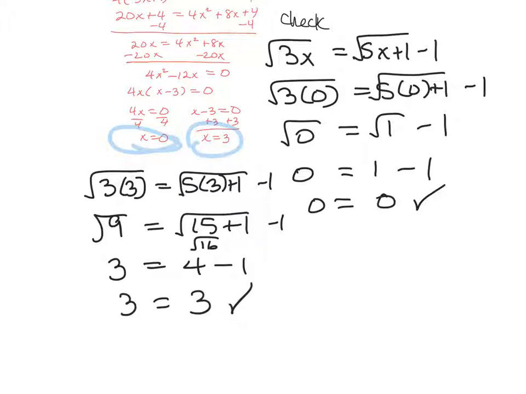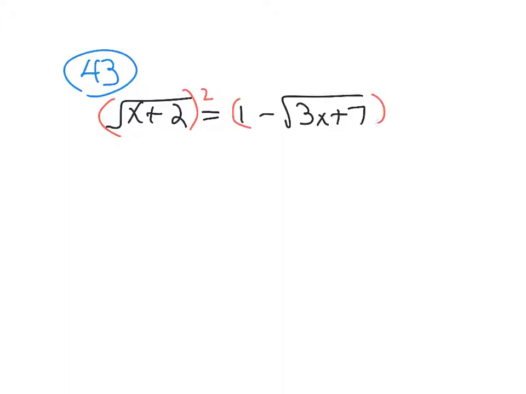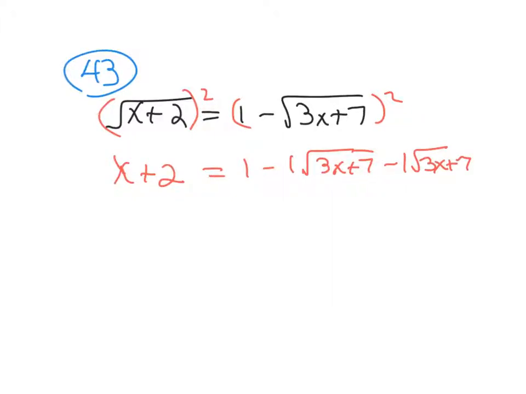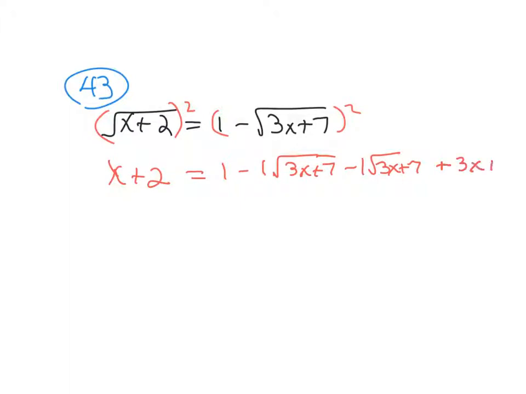And the last question, number 43. The square root of x plus 2 is equal to 1 minus the square root of 3x plus 7. Again, your first step is to isolate one of the radicals. It is isolated, so I can square both sides. It'll cause the x plus 2 to come out of the radical. However, I need to FOIL the right side. So I get 1 minus 1 times the square root of 3x plus 7. Same thing again. And then finally the last term, when I do last, the 3x plus 7 comes out of the radical.